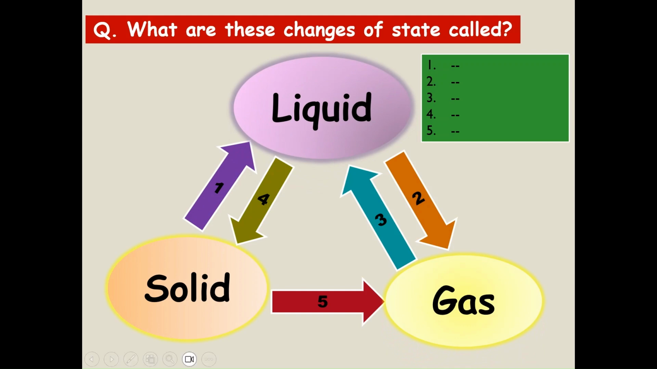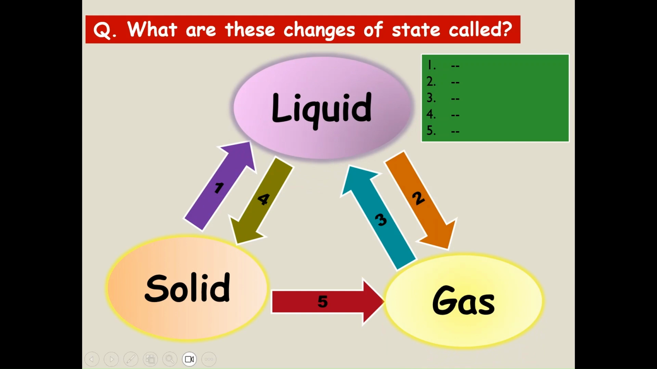So here are the three states of matter: solid, liquid, gas, and the conversion processes between them. We need to name the arrows here, so let's do that together. Number one, solid to liquid. The process is called what? Exactly, perfect, liquefaction or melting.